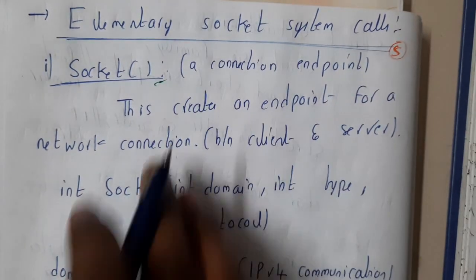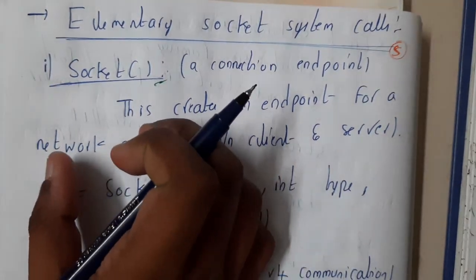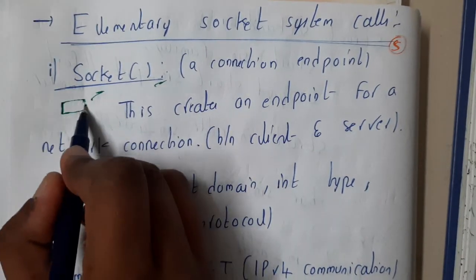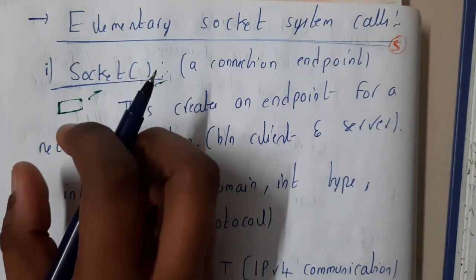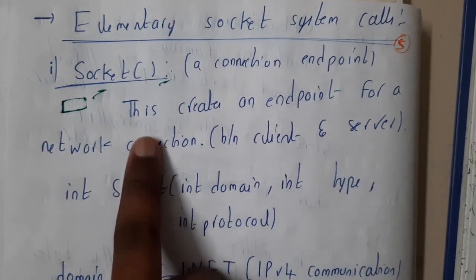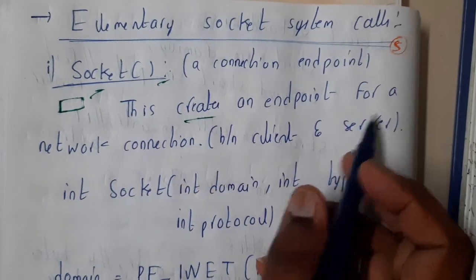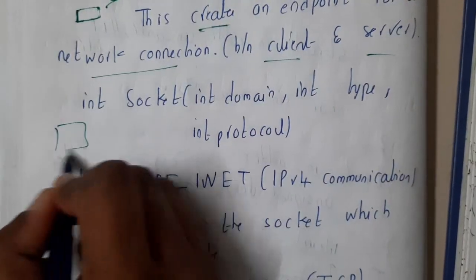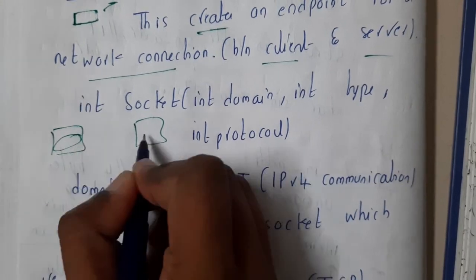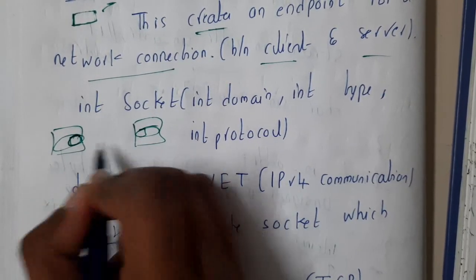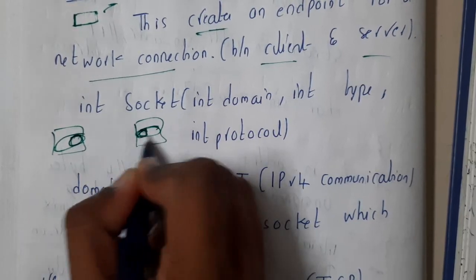The first system call is socket. Socket is nothing but creating an endpoint, a connection endpoint. This creates an endpoint for a network connection between the client and the server. If this is your client and this is your server, in this way the sockets are being created based on the processes.